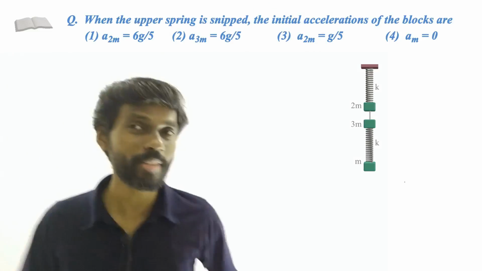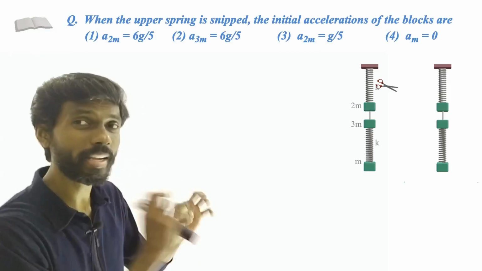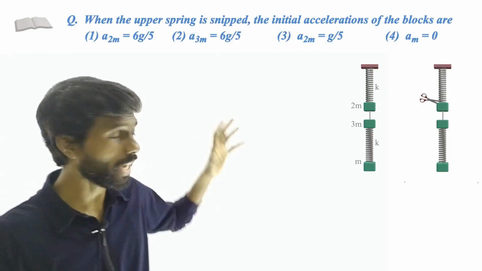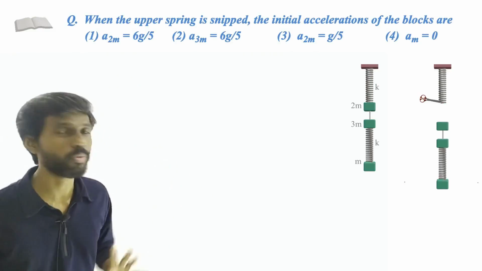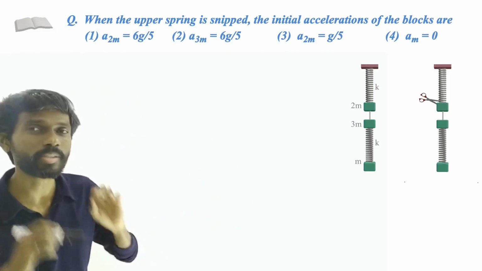This question is similar to the last two questions. Here the spring is cut instead of the string, and also we have 3 blocks. But the idea is almost the same. So what are the forces acting on these 3 blocks? Let us do it one by one.